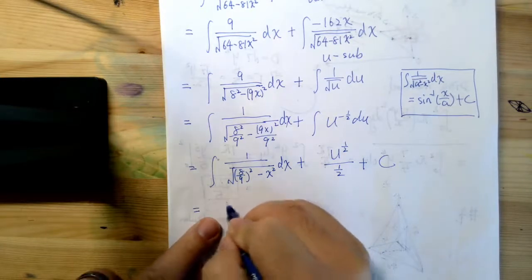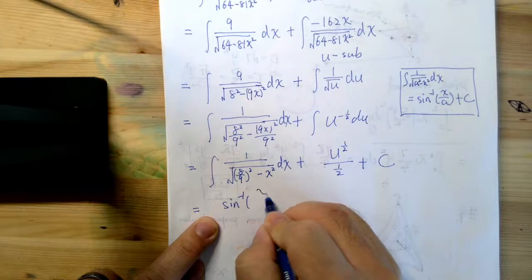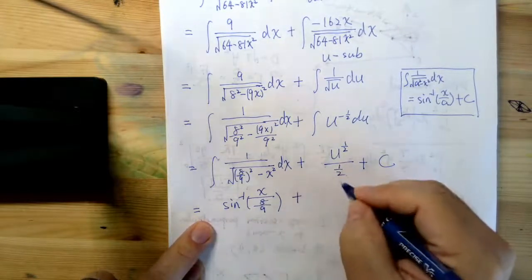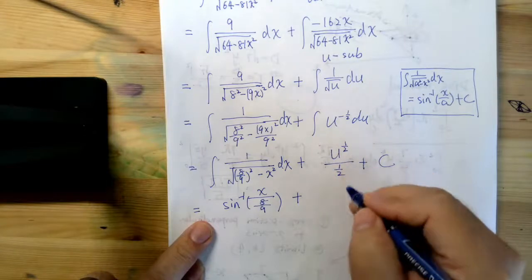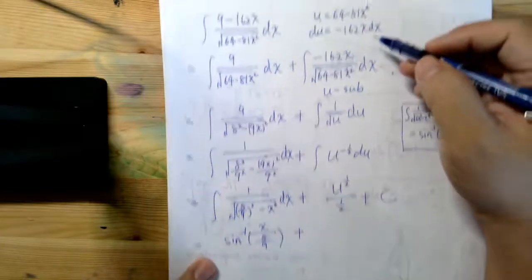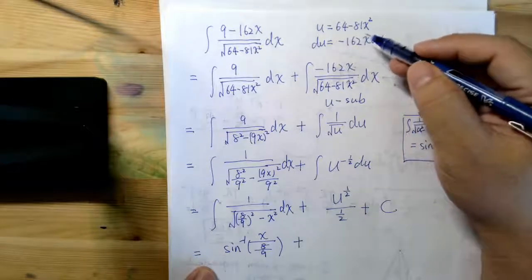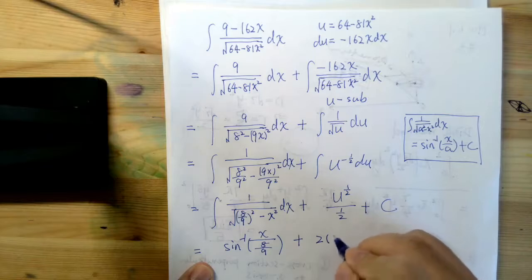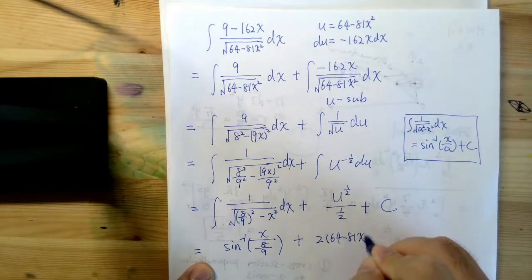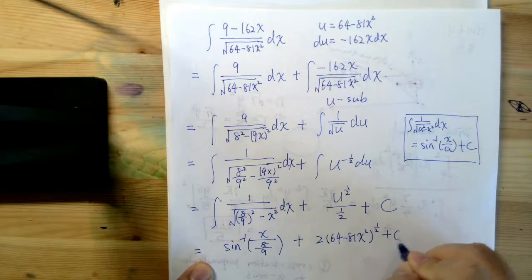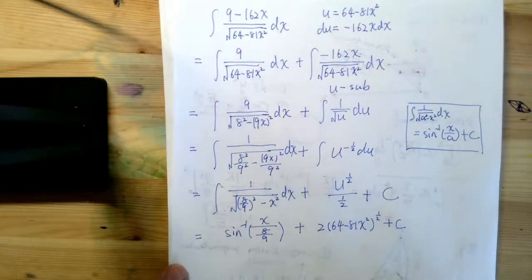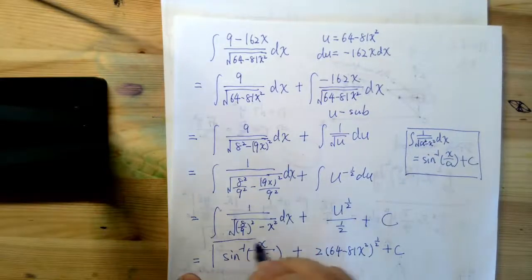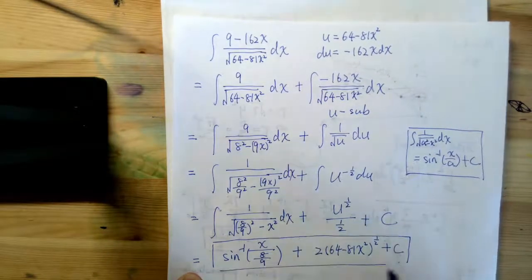So this is going to be sine inverse of x over 8 over 9. And then plus, well, this is 2 times u to the power half. If you substitute it back with what we have, 64 minus 81x squared, so that is 2 times 64 minus 81x squared to the power half, plus a constant c. That actually solved the problem. Okay, so this is the answer of this problem.